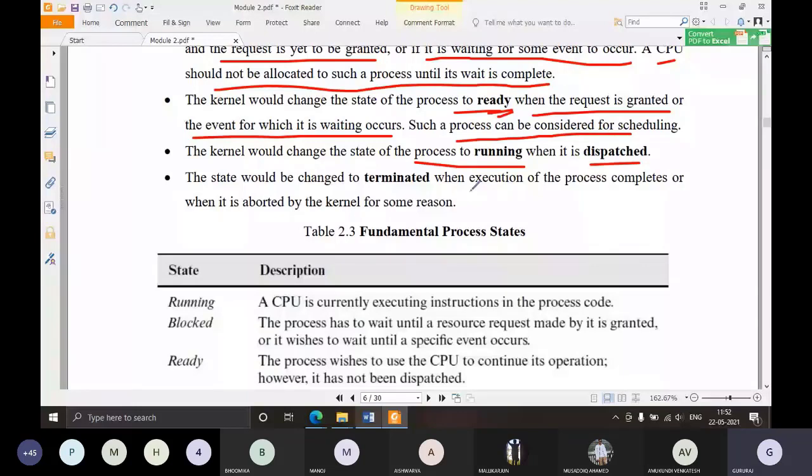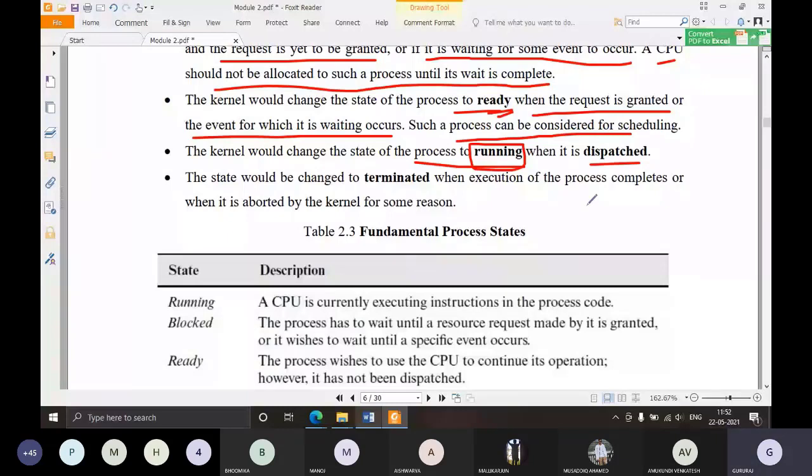The process state will be changed to running when a ready process is given the CPU. Whenever a process which is ready is allocated the CPU, the state of the process is changed to running. Why? Because it is currently making use of the CPU and it is making some progress. That is why it is known as running.